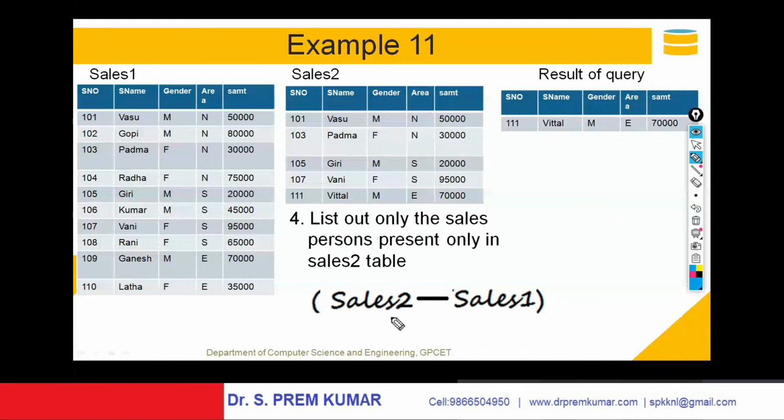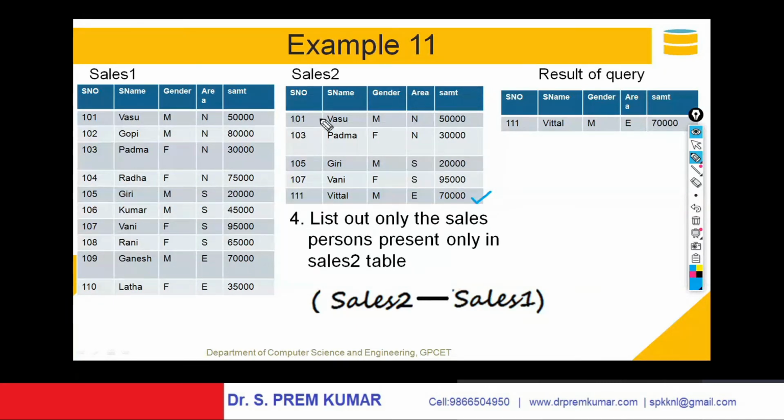You get only the rows which are available exclusively in the second, and hence you get Mr. Whittle, male, east. This Whittle row is not there in the first relation. Sales 2 minus sales 1. In sales 1, whatever rows are available, those will not be in the result. The rows should not be there in the first relation.